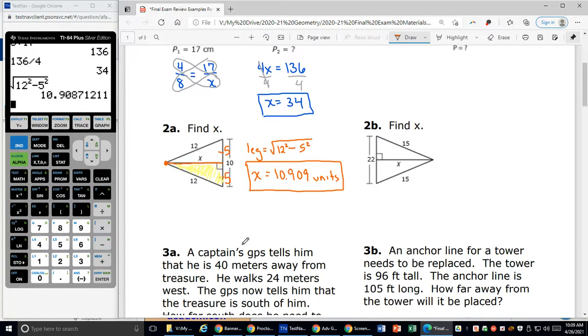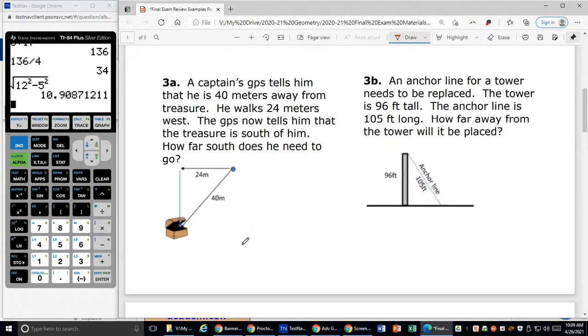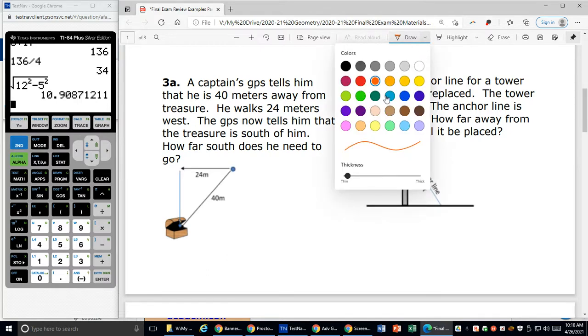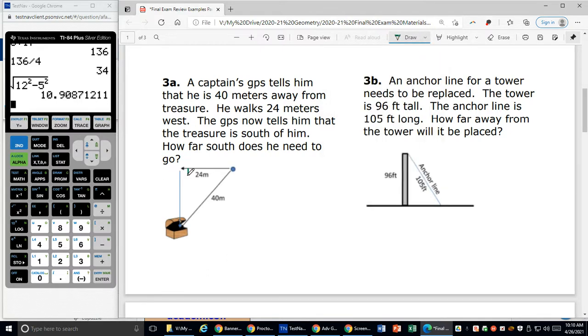Let's go look at 3A. A captain's GPS tells him that he's 40 meters away from his treasure. He walks 24 meters west. The GPS now tells him that his treasure is south of him. How far does he need to go? So when I look, I can see he went west and then he went south, which means he must have made a turn of 90 degrees. If you're going west and then now you're going south, you made a turn of 90 degrees. And I'm trying to figure out, what is this length right here? How far south does he still need to go?